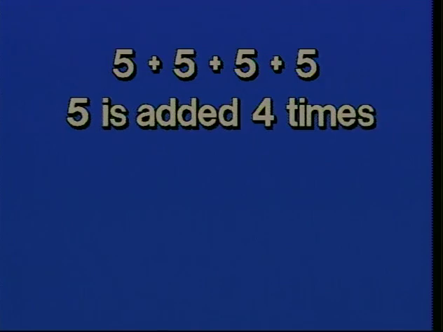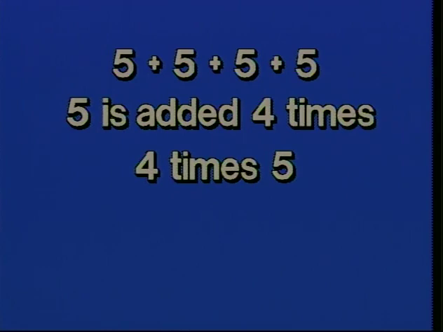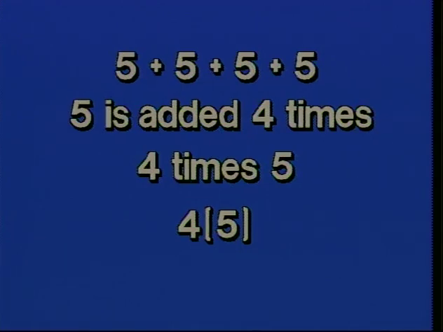A discussion of exponents can actually start with a discussion of adding and multiplying. Here we see that 5 is added 4 times. So we say that we have 4 times 5, and we write 4 times 5 like this. So in this way, repeated addition leads to multiplication. Now, it'll turn out that multiplication will lead to the idea of exponent.